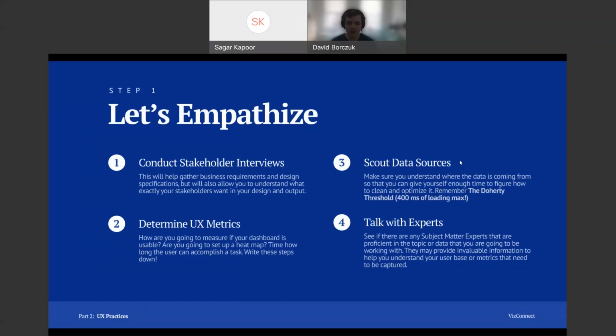And then finally, you want to talk with experts. See if there are subject matter experts with the data that you're working with, or with user experience, or with the business requirements that you're dealing with, that are different from your stakeholders, that might provide a valuable set of information for you in order to develop your dashboard differently or set up calculations differently. That will decrease the amount of time that calculations are working behind the scenes, or decrease the amount of necessary user input that you need to have in order to generate an output from your dashboard.